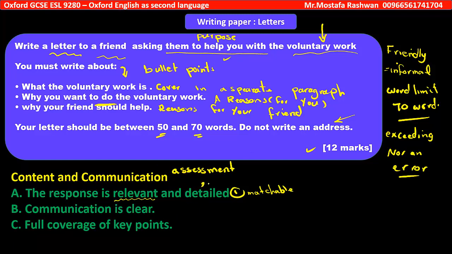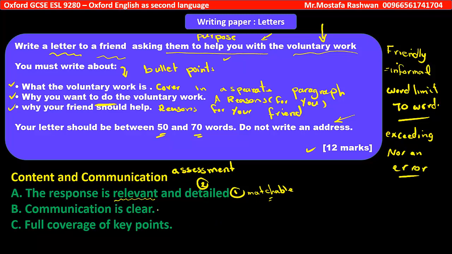Then your points must be detailed, so you should provide a detailed response. Don't be really short, brief, and don't be really overwriting. So your answer must be relevant, as we knew. It means your answer should be matchable to the points mentioned in the question. You should cover all the 3 points equally, and you must write about the question given in the prompt.